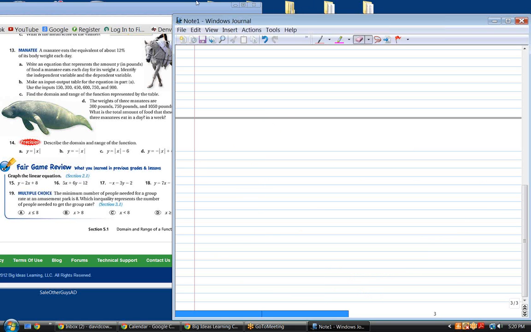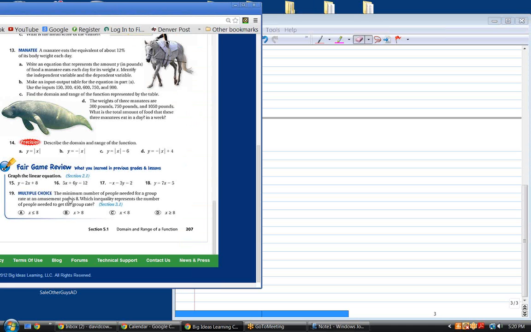All right, let's see. So you know how to graph all of these. Number 19. The minimum number of people needed for a group rate at an amusement park is 8. Which inequality represents the number of people needed to get the group rate? A, B, C, or D?